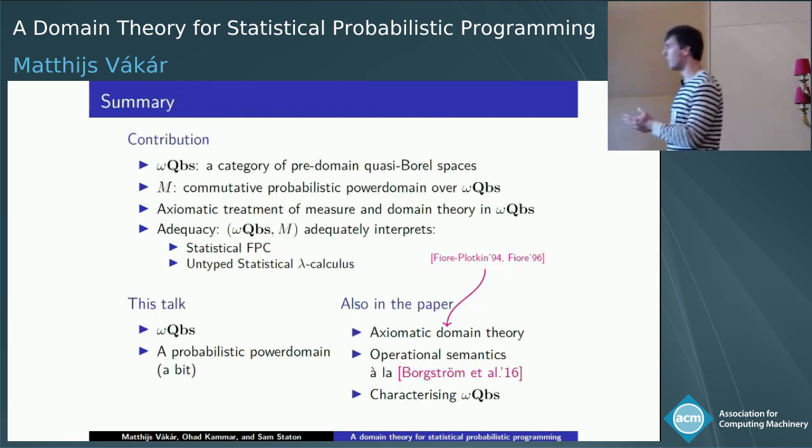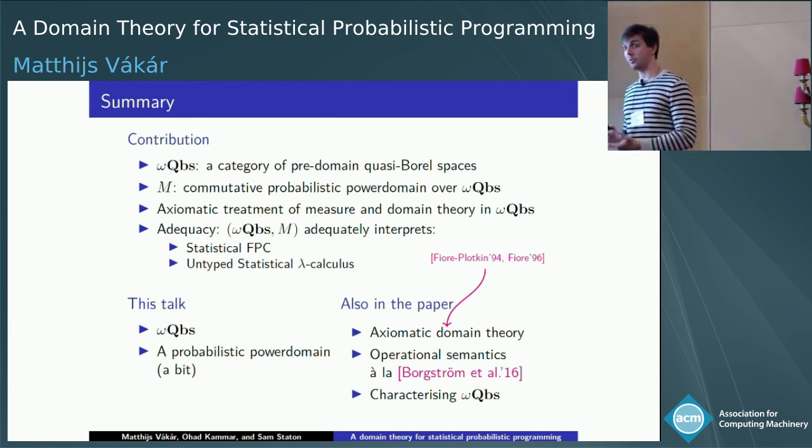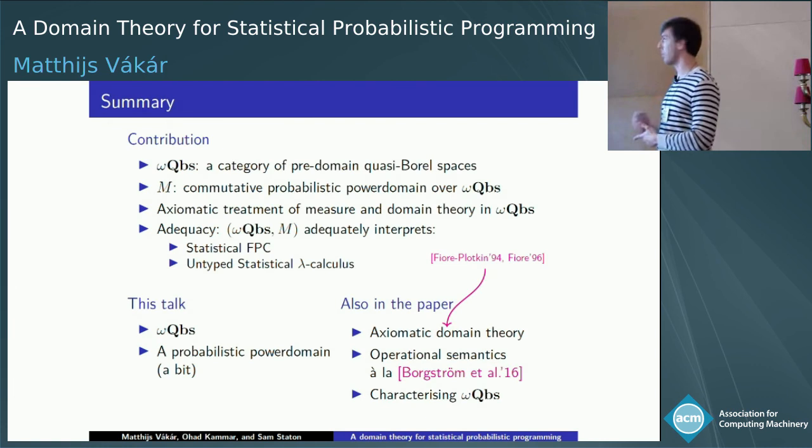So to summarize, we presented a category of quasi-Borel predomains with a commutative probabilistic power domain of unnormalized S-finite distributions. We give an axiomatic treatment of measure theory and domain theory in this category. We adequately interpret probabilistic programming languages with recursive types and ones that are untyped, which allows us to prove valid program equivalences about these languages.